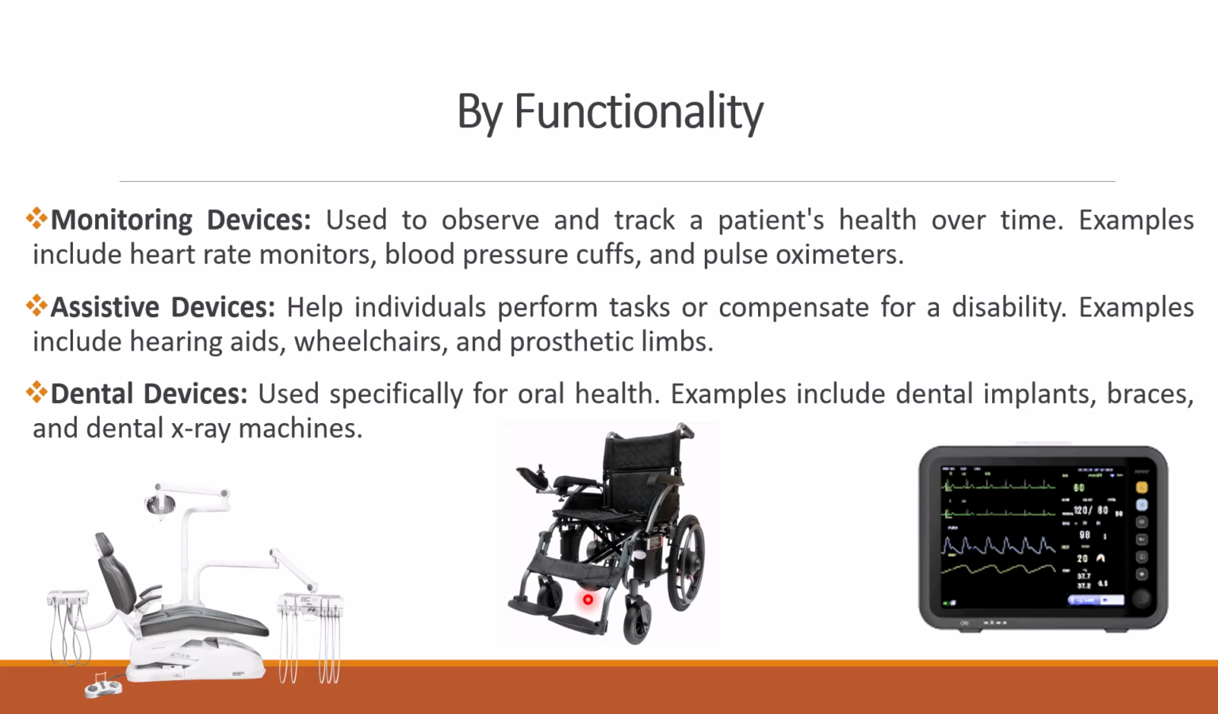We have monitoring devices, like blood pressure cuffs and pulse oximeters. We have the thermometer also, and the vital sign monitor, as you can see in this picture. We have assistive devices, which help individuals perform tasks or compensate for a disability, for example hearing aids, wheelchairs, commode chairs, and prosthetic limbs. We have the dental devices, which is also a category, meaning the dental units and the machines used in the dental clinic, and so on.